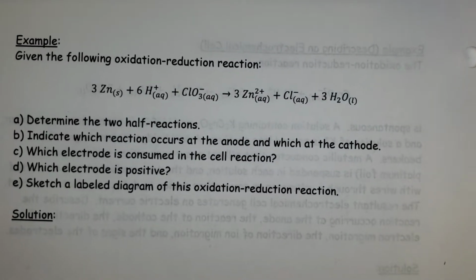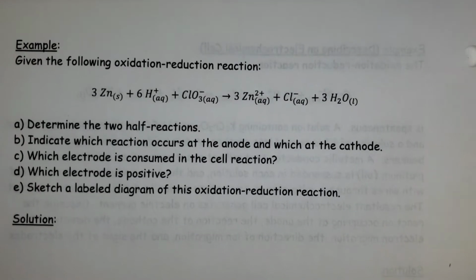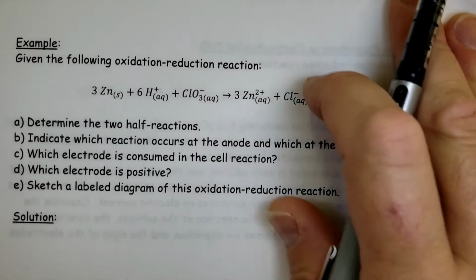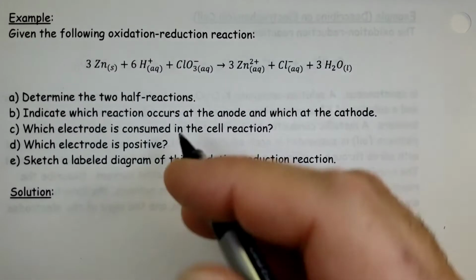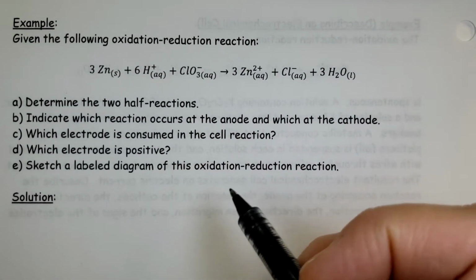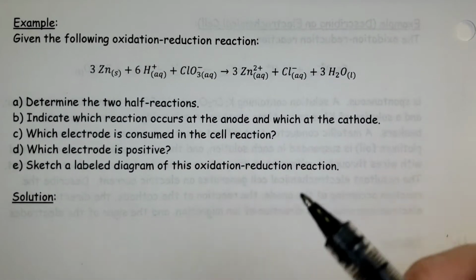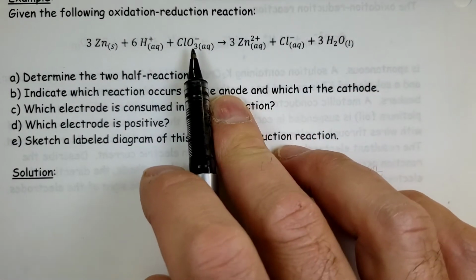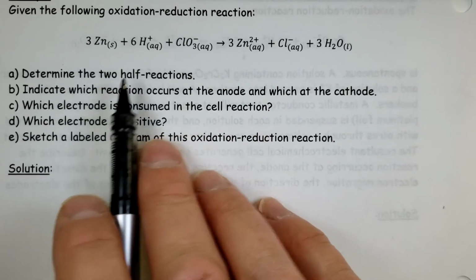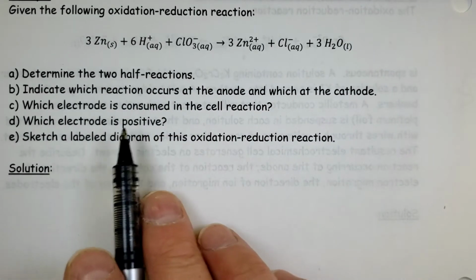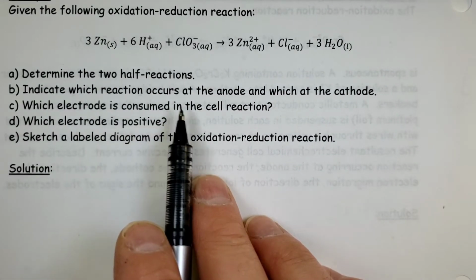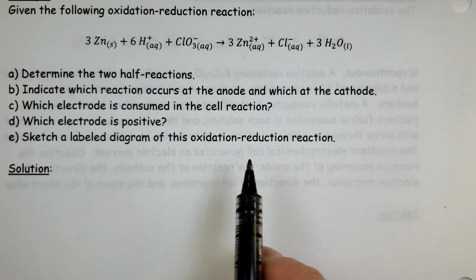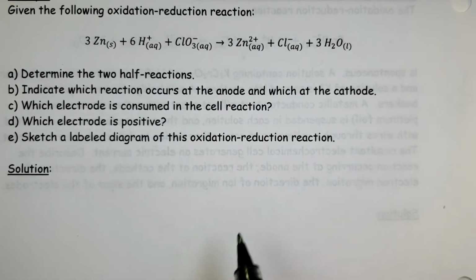So if we look at another example here, sorry for the pause there. We'll look at another example here. We'll look at this one. Now this one is very similar to the other ones that we talked about, in which we have electrodes getting consumed. So given the following oxidation reduction, we have that. Determine the two half reactions. Indicate what's happening at each, which electrode is consumed, which electrode is positive, and label it.